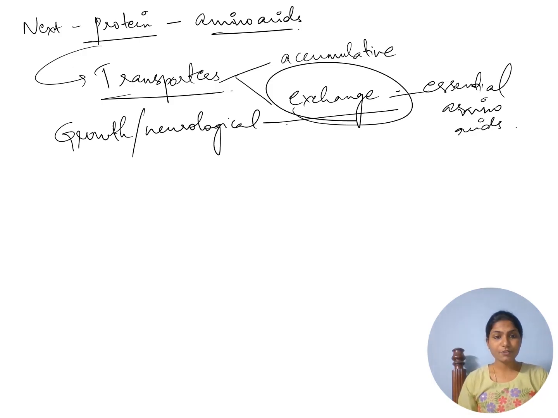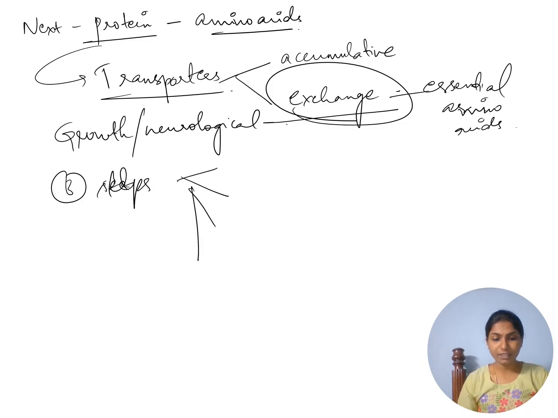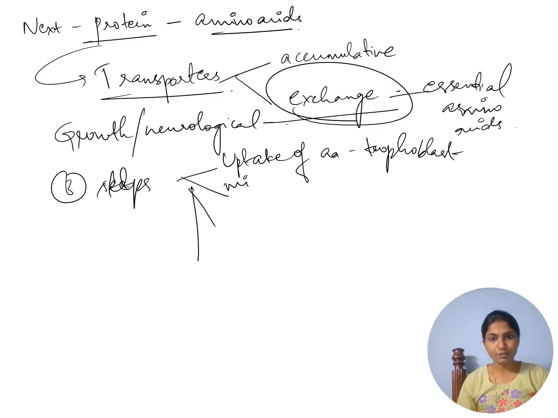How does this occur? It occurs in three steps. The first step is at the level of the trophoblast, the uptake of amino acids at the level of the trophoblast. This occurs at the level of the microvillus membrane. Whenever this is the villus, these amino acids enter from the microvillus membrane and then go into the cytoplasm of the syncytial trophoblast.